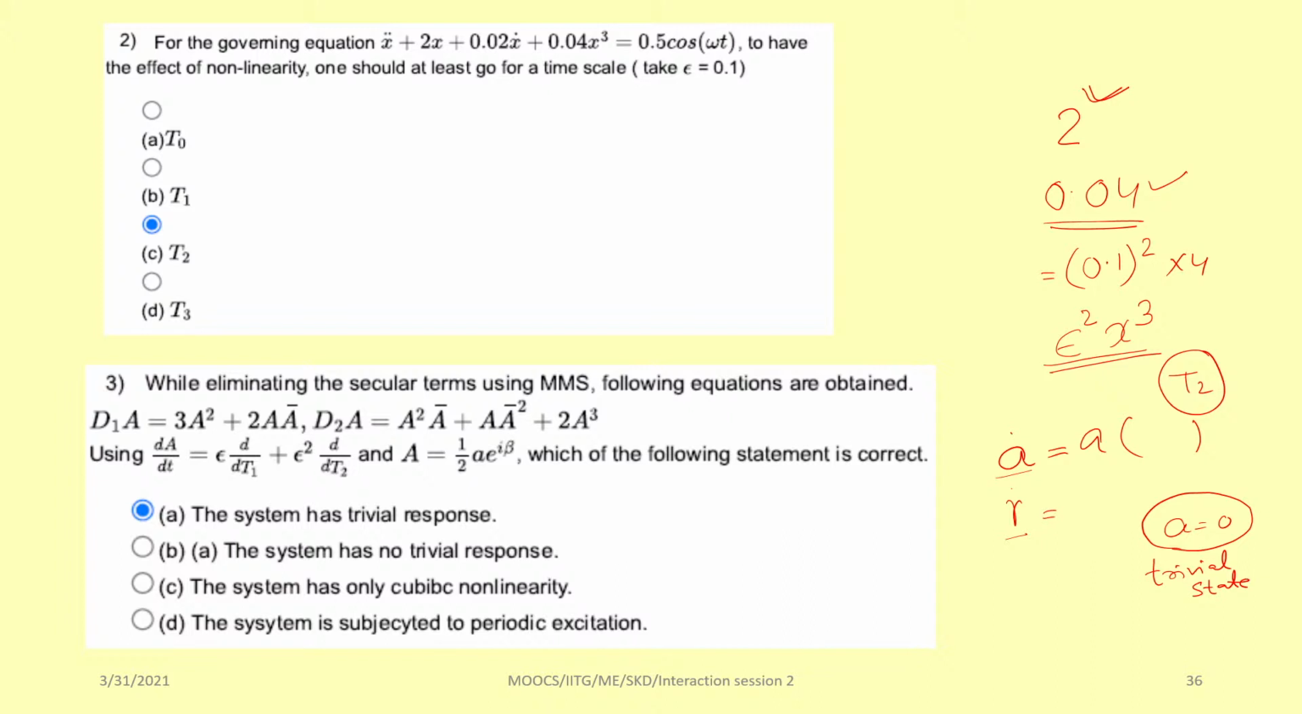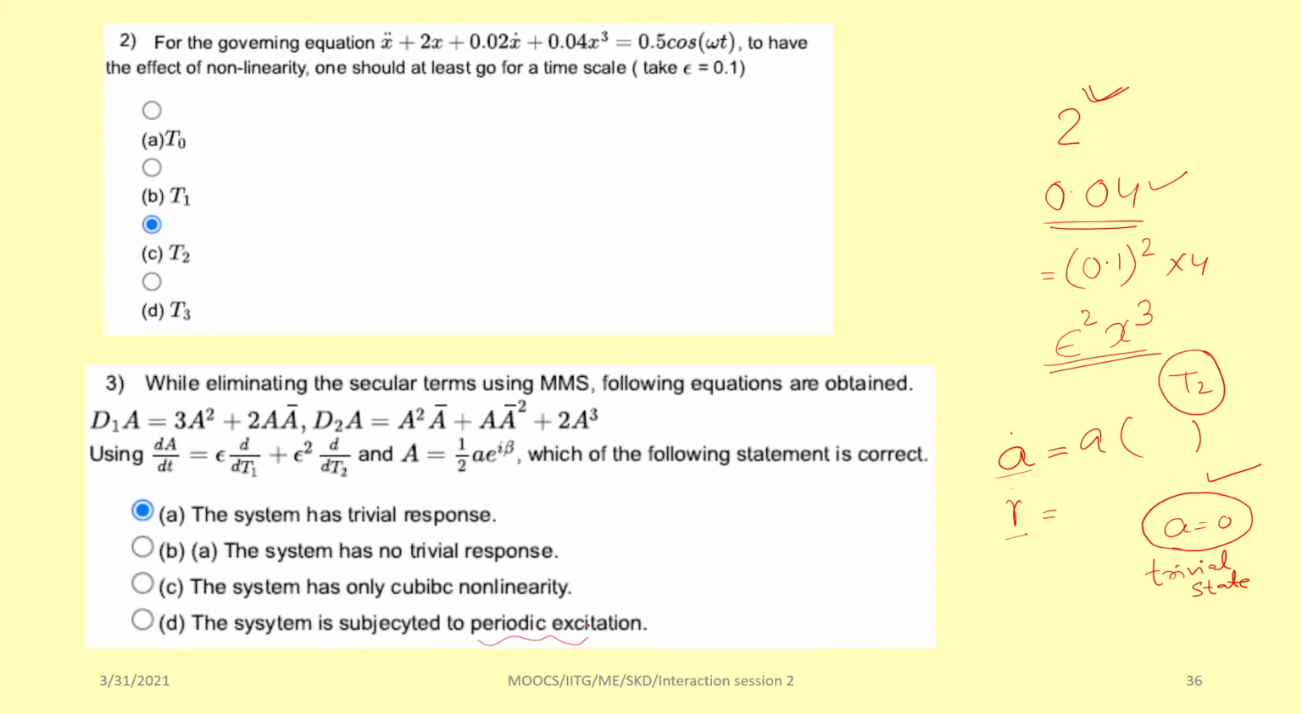So by solving this, you can check that the system has a trivial response. You will get a term like this, and from this you can verify that the system has a trivial state. So other options will not be there. For example, the option that the system is subjected to periodic excitation: where is the forcing term? You don't have a forcing term in this equation, so this is not correct.